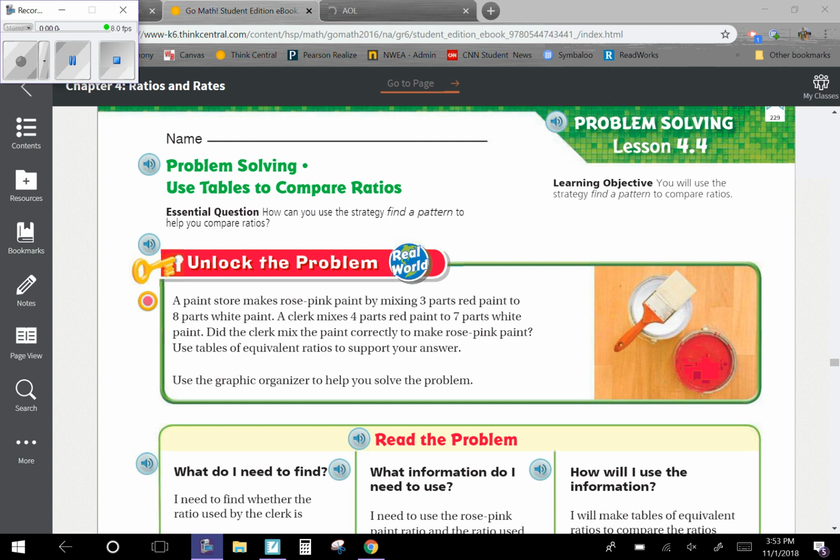Chapter 4, Lesson 4, Problem Solving. Use tables to compare ratios. Our objective is that you will use the strategy Find a Pattern to compare ratios.